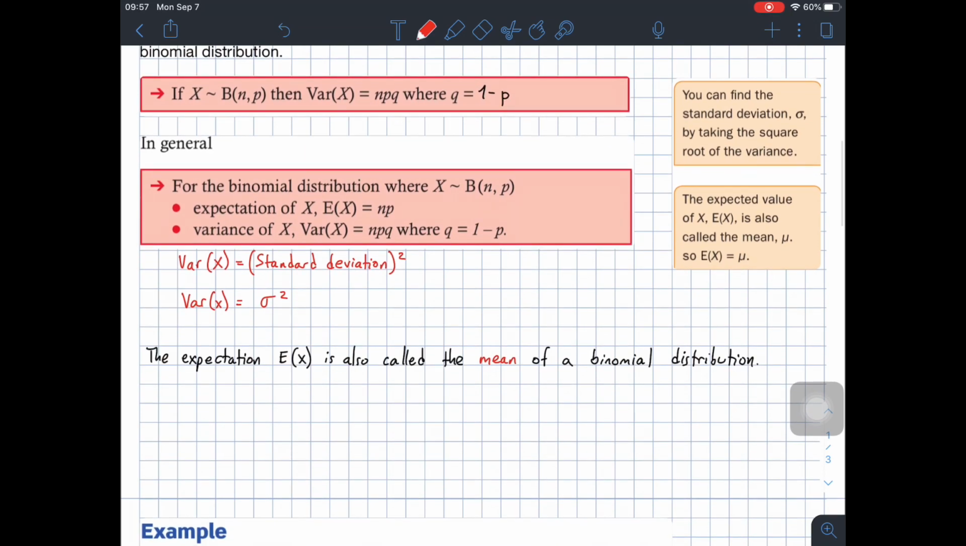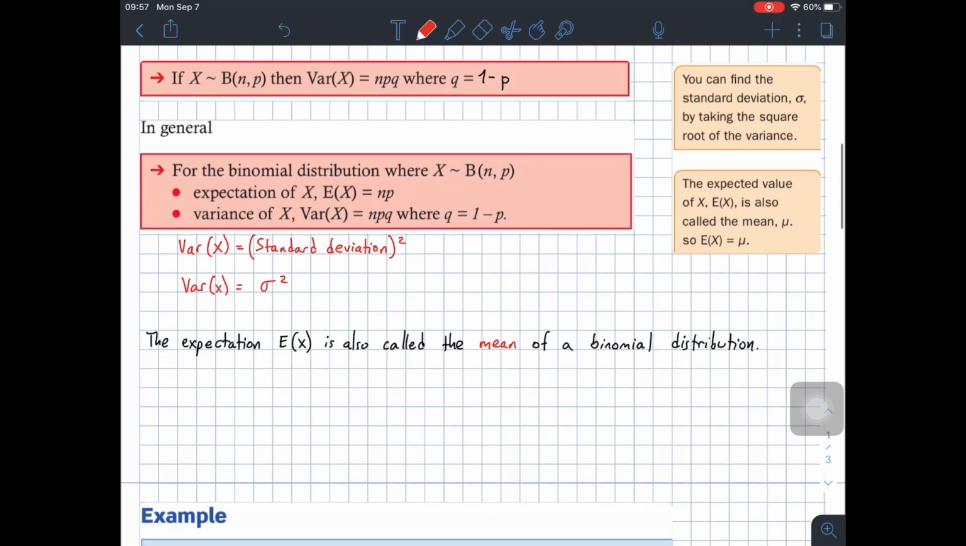Okay, so in general, for the binomial distribution where x is binomially distributed with n number of trials and a probability of success p, the expected number of x is found by doing this. Expected value is n times p. And the variance of x is found by doing n times p times q, where q is 1 minus p. So if you remember, the variance is standard deviation squared. So if I want to find the standard deviation of this information, I just need to take the square root of the variance. Okay? Then an observation here, the expectation E(X) is also called the mean of a binomial distribution.